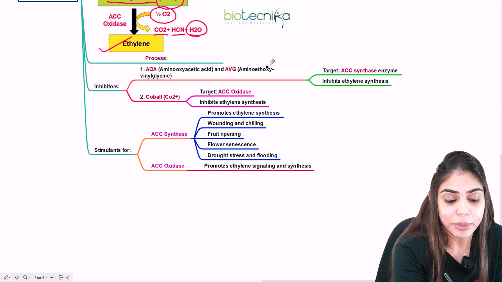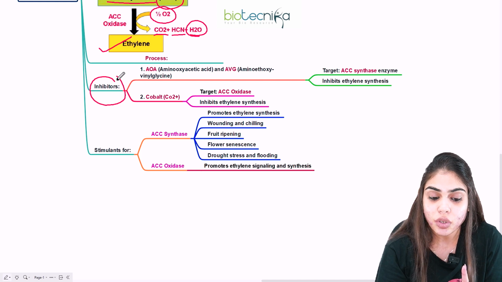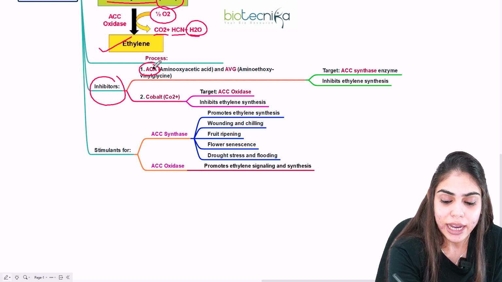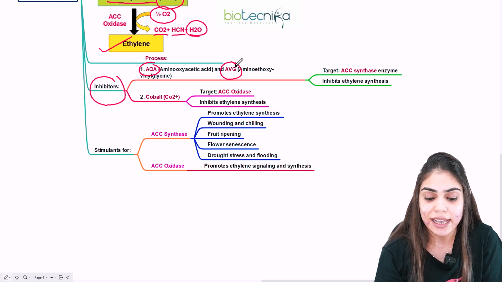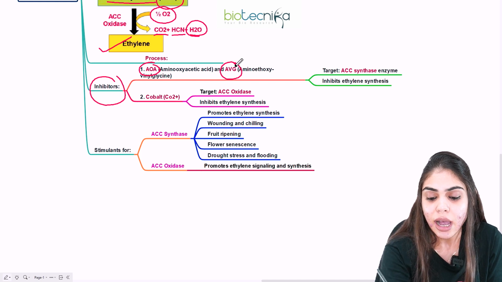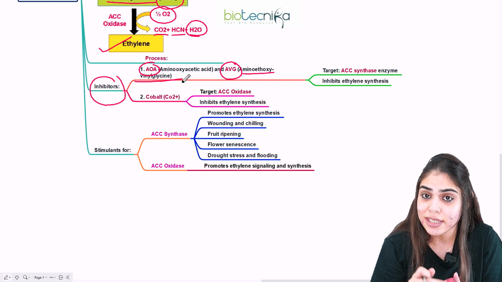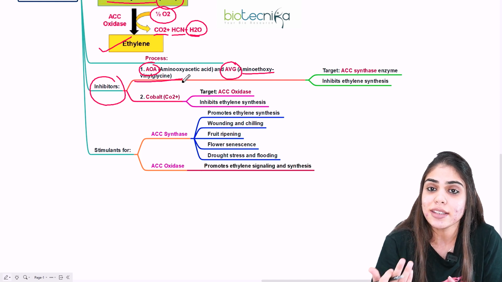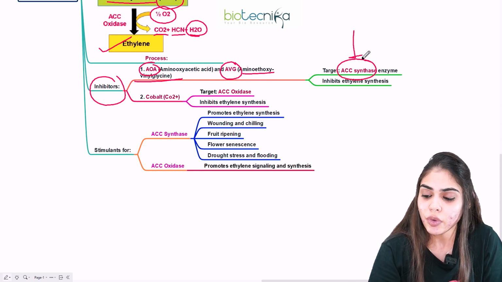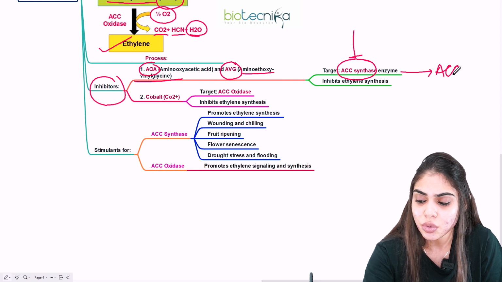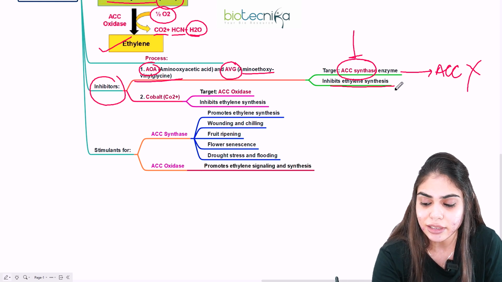Now here we'll see the inhibitors that are used to target this signaling cascade. So the first inhibitor is AOA and the other is AVG. AOA stands for aminooxyacetic acid and AVG stands for aminoethoxyvinylglycine. Both of these inhibitors are used to target the second step of the signaling cascade, or you can say the second enzyme, that is ACC synthase. Now if this enzyme is inhibited, will there be a production of ACC in the plants? No. And if ACC is not produced, that means no production of ethylene. So it inhibits the ethylene synthesis.